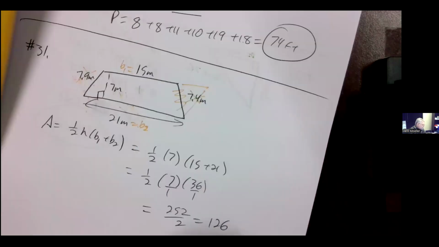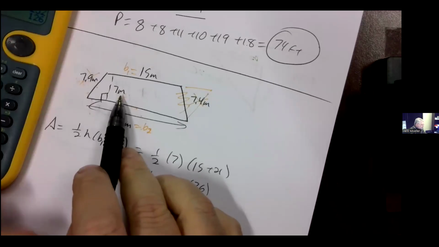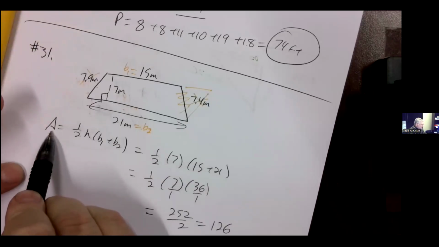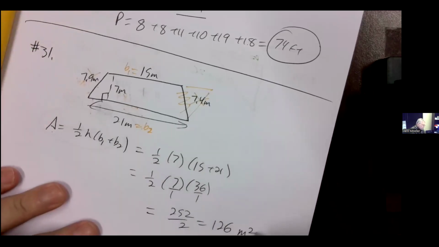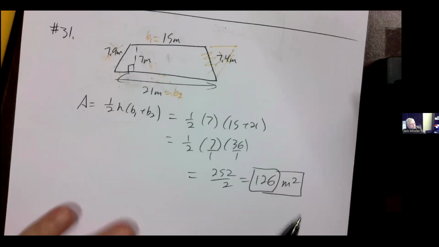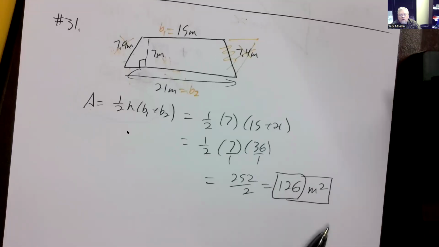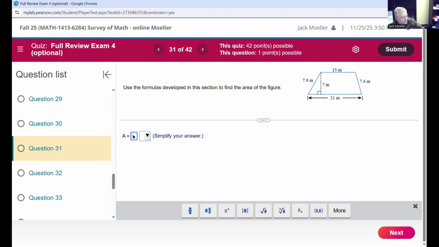126. Now, what are the units? The original units are meters, but now we're dealing with areas. Area is always squared. So it is 126 square meters. Put in your number and then choose your area.